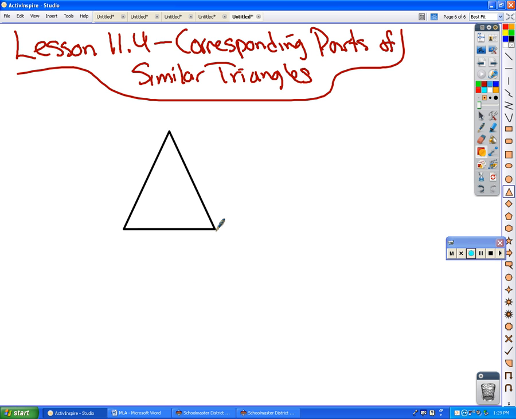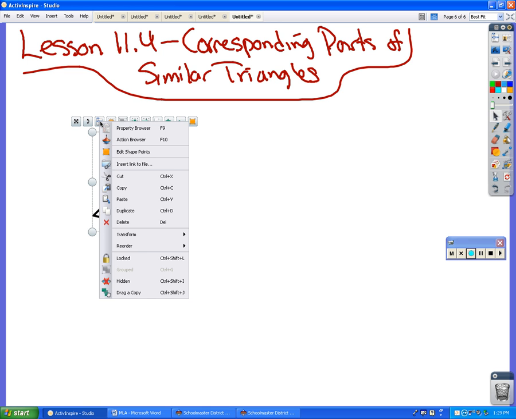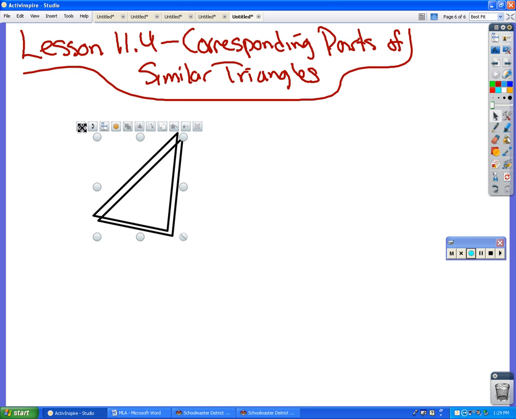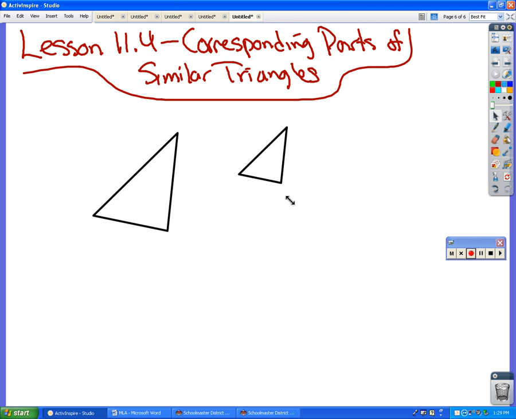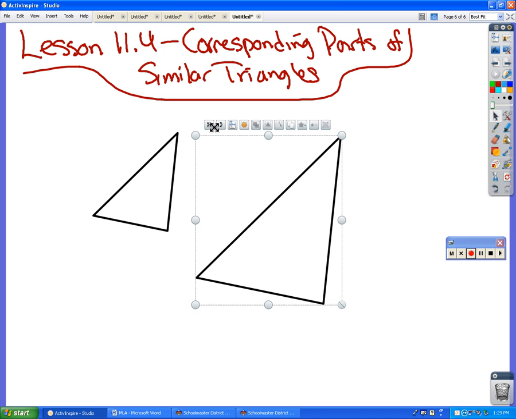So let's take a triangle. And let's make a triangle that is similar to that by taking that same triangle and making it bigger. Okay? So what I have there are two similar triangles. Why? Because I said so. Okay?